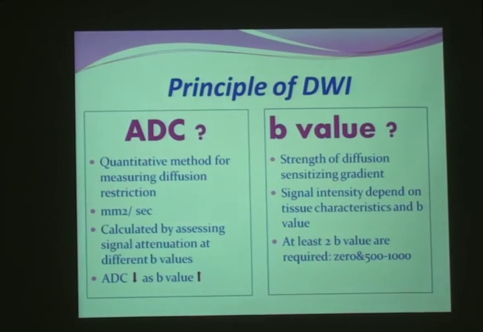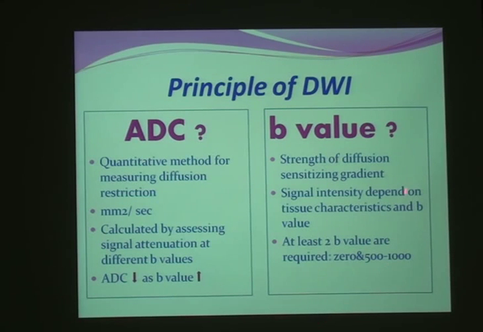Two things we have to know. What is the b value? It's very well known that we take the diffusion weighted image. It's kind of T2 weighted images, but with b-values. What is the b-value? The b-value is, as we said, the strength of the diffusion sensitizing gradient. It's just an equation that has many factors that gives us at the end something for b-value. This b-value is very important.